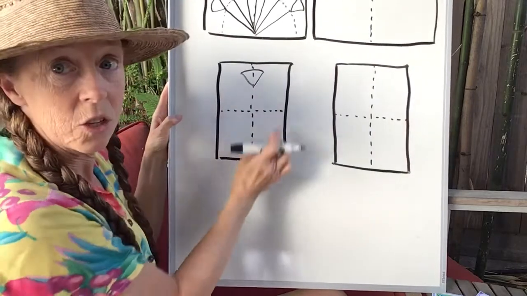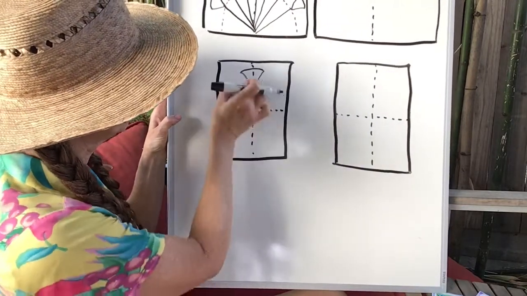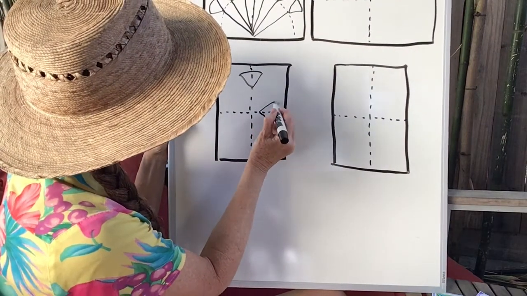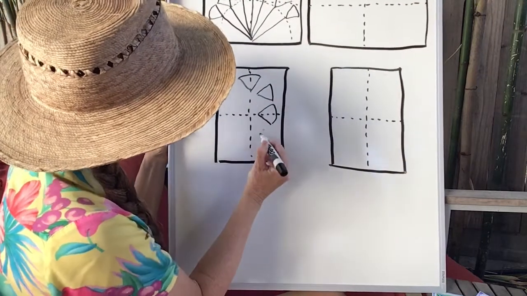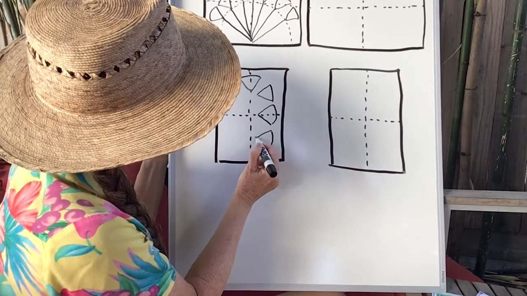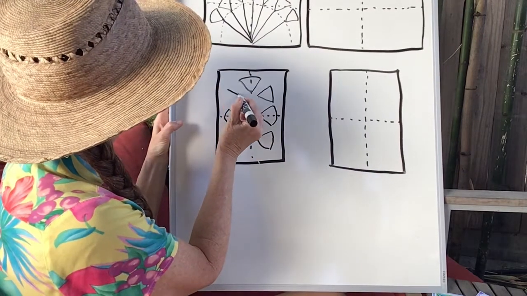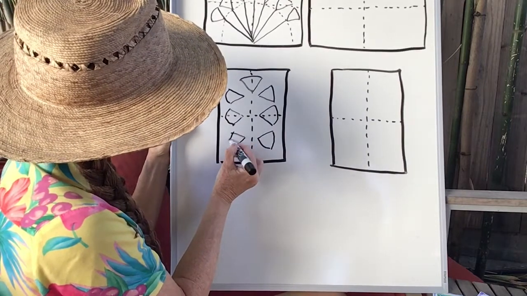Now I know I need 3 on each side, and I know that if I'm going to do 3 on each side, I probably want to have 1 in the center here because I'm taking up this whole space. So I'm going to do 1 here, 1 here, and 1 in the bottom section. 1 here, 1 here, and 1 in the bottom section.